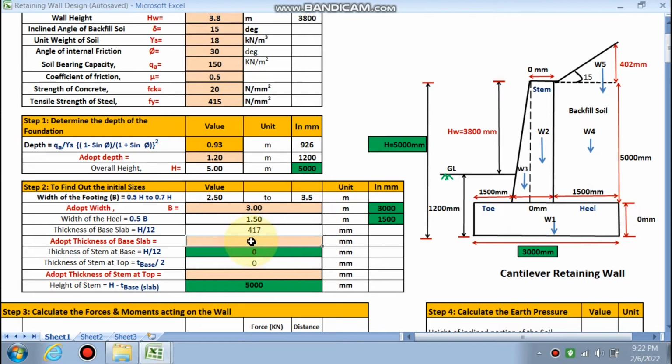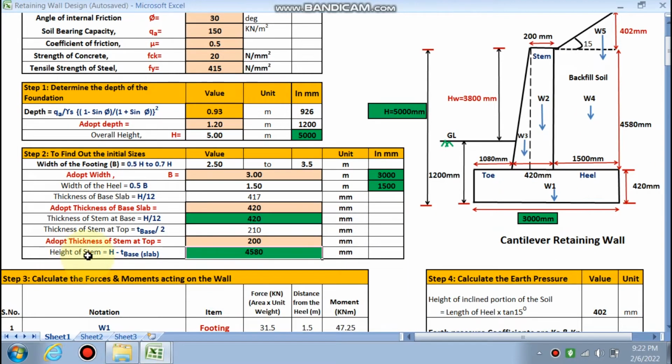So in the design you can take according to your choice, but in a safe manner, right? So 420 is the thickness of this base slab. The thickness of the stem at the top of the base slab is 210, so we are going to take 200. So the height of the stem, this is the height of the stem, comes out to be the total height, 5000 minus this thickness, it comes out to be 4580.